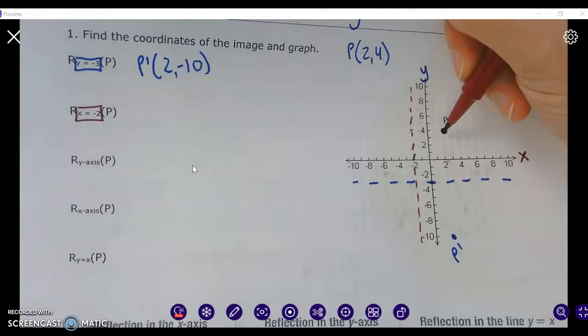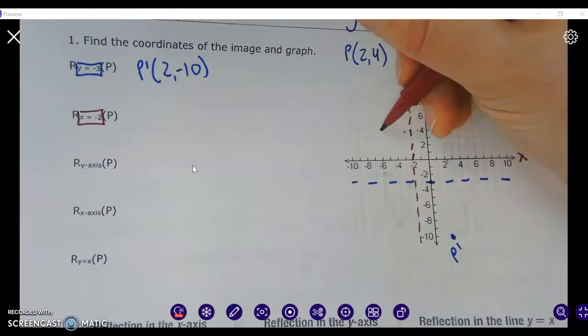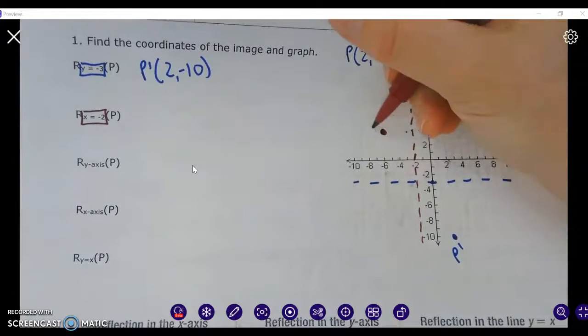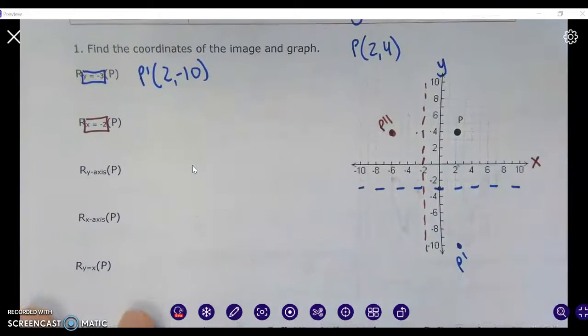Yes, ma'am. So then what do I do with that 4 now? Then you do the opposite. 1, 2, 3, 4. I'm going to call that P double prime because it's a different point. So I'm going to call it something different.